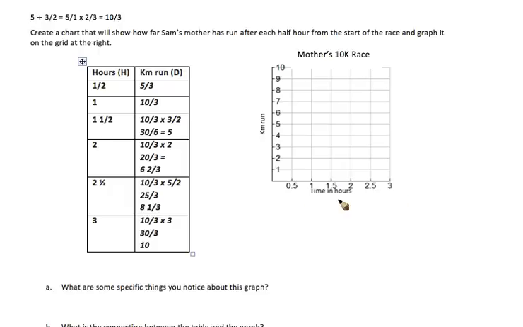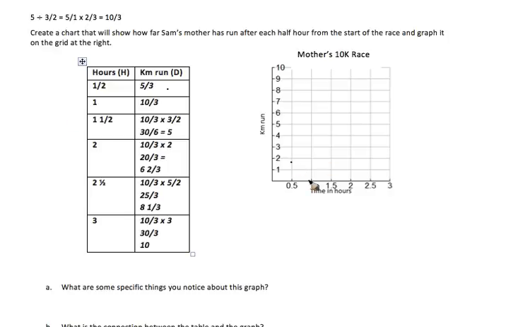You'll notice that the time in hours is marked in half-hour increments because that's how we calculated, and the kilometers run are marked in by ones because typically we want to know where each full kilometer space is. So we'll go back in at the 1/2 hour mark. She should have run 5/3, which is 1 2/3. So we'll approximate where that is on the graph, and we'll put a point.